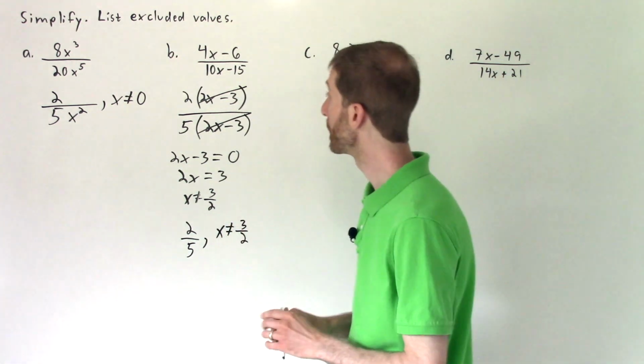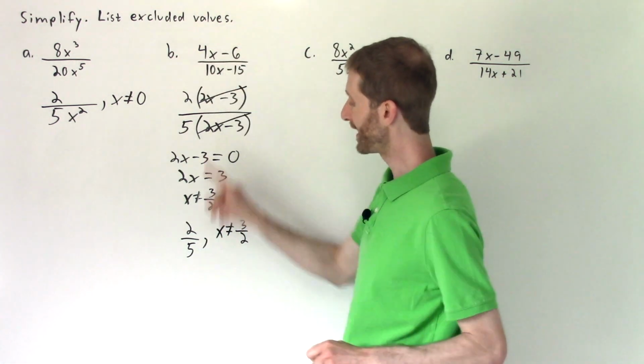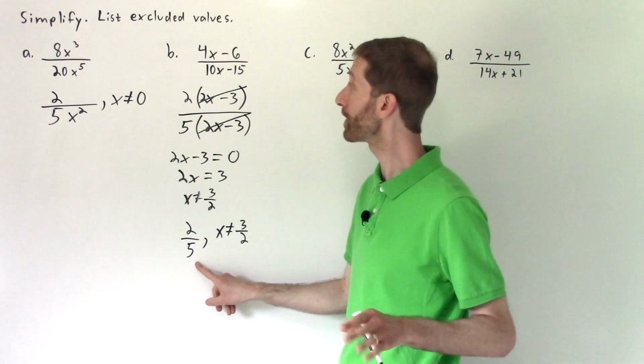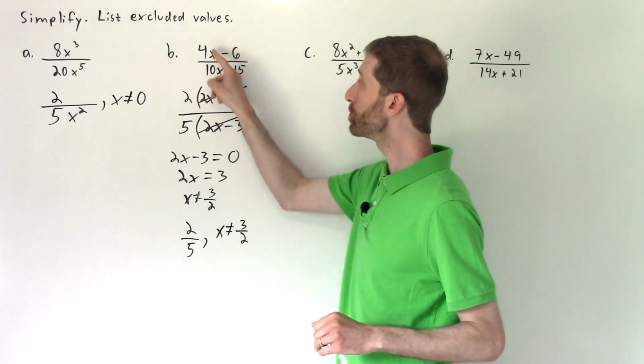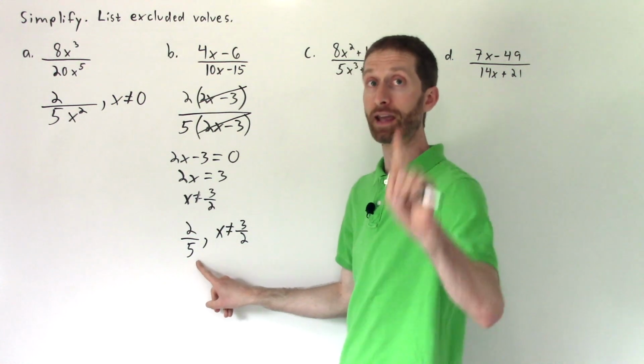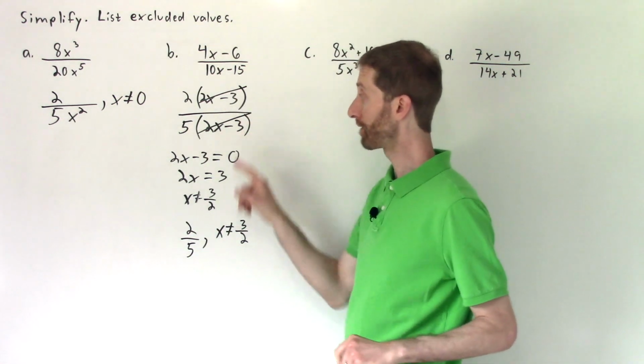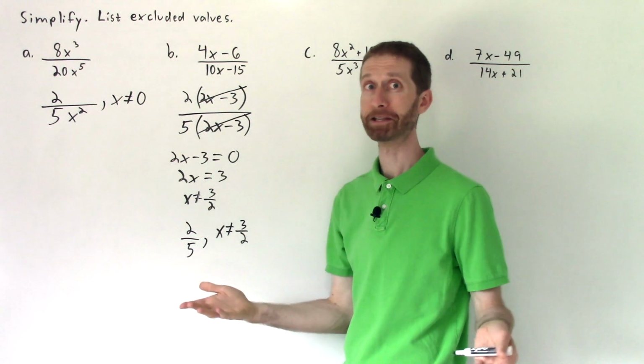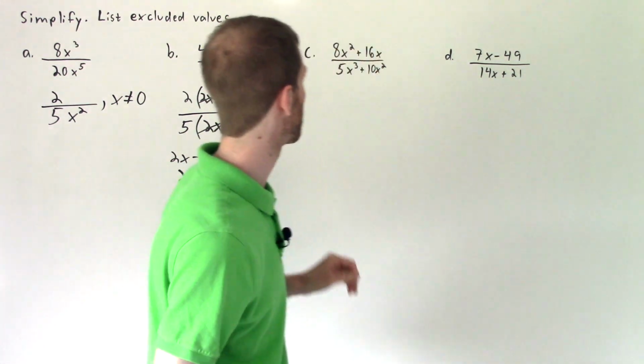So what does that mean? That means that this expression here is going to give you a number of 2/5. For any x value you plug in here, you'll get 2/5 out, except if you plug in 3/2, then we have an issue. That's it. All right, let's do a couple more just to practice them.